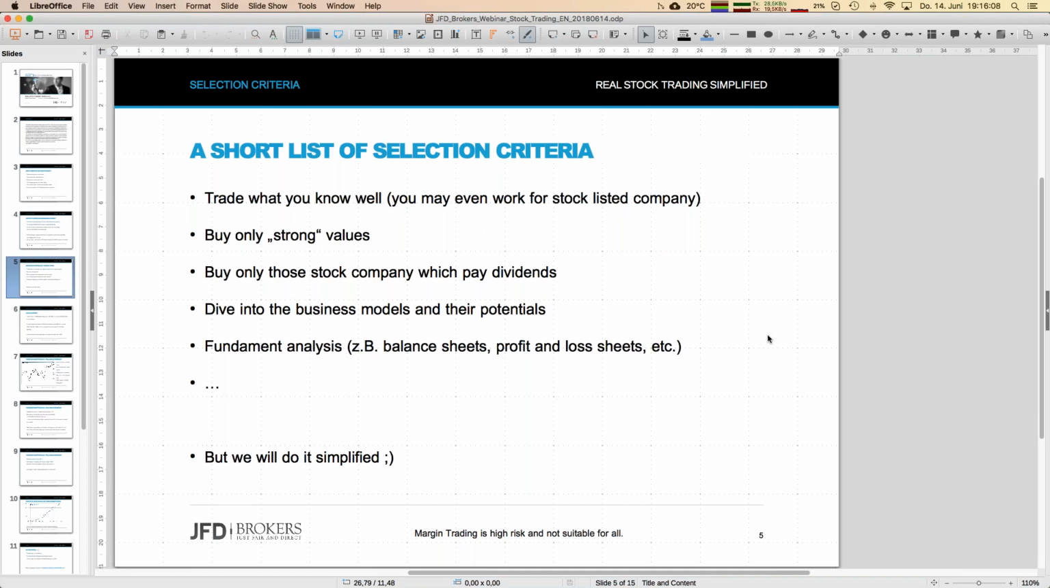Or finally, you do fundamental analysis. It's written on my slide, but it's fundamental analysis, meaning you look into the balance sheets, you look into the profit and loss statements, and then you get your own opinion of what that company might go for and how it will go in future. All that you can do, and I would not tell you, hey, don't do that, but we can do it much more simply. So it will be really simplified. We don't have to do that kind of stuff. We can do it more or less as a systematic trading approach.